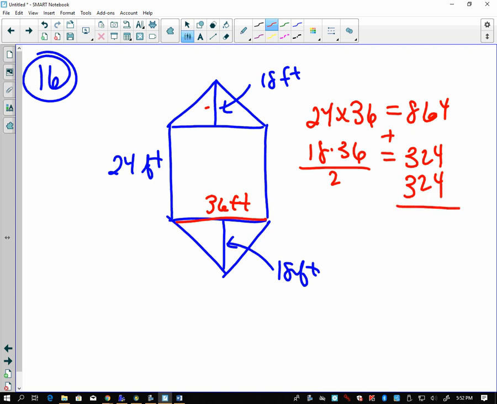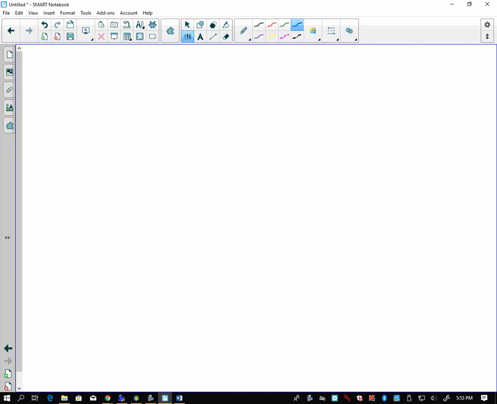I can add up all those things together. 324 plus 324 plus 864 should give me 1,512 units squared. I think in this case it's feet. So, 1,512 square feet. So really not too hard. Add up the areas of your composite figure and you should be fine.